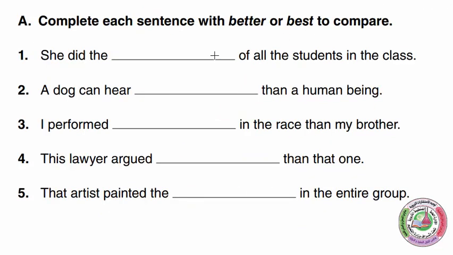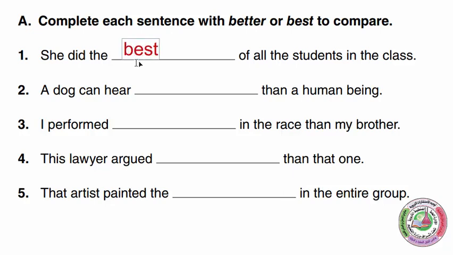All right, now let's look at A. We want to complete each sentence using better or best. All right, so we said when we use the adverb well, she did well on the exam. She did well. We don't say she did good. She did well on the exam, and then we want to compare of all the students, she did the best.